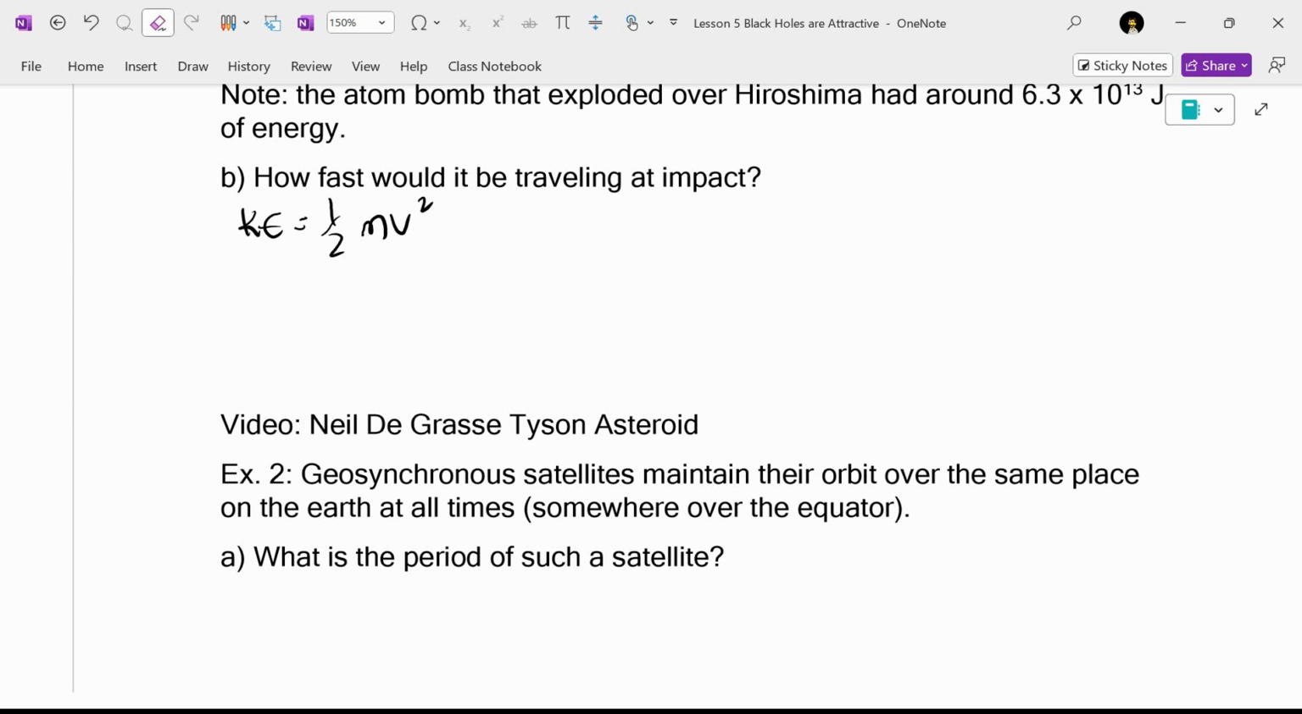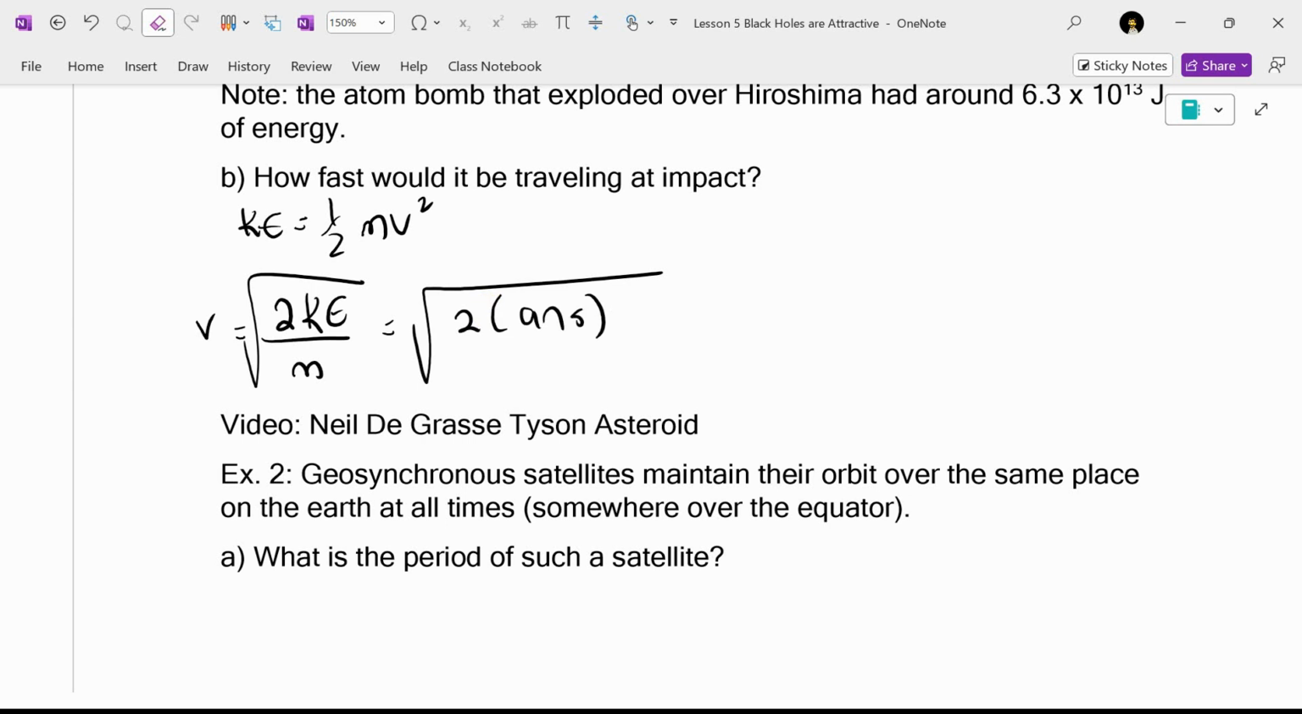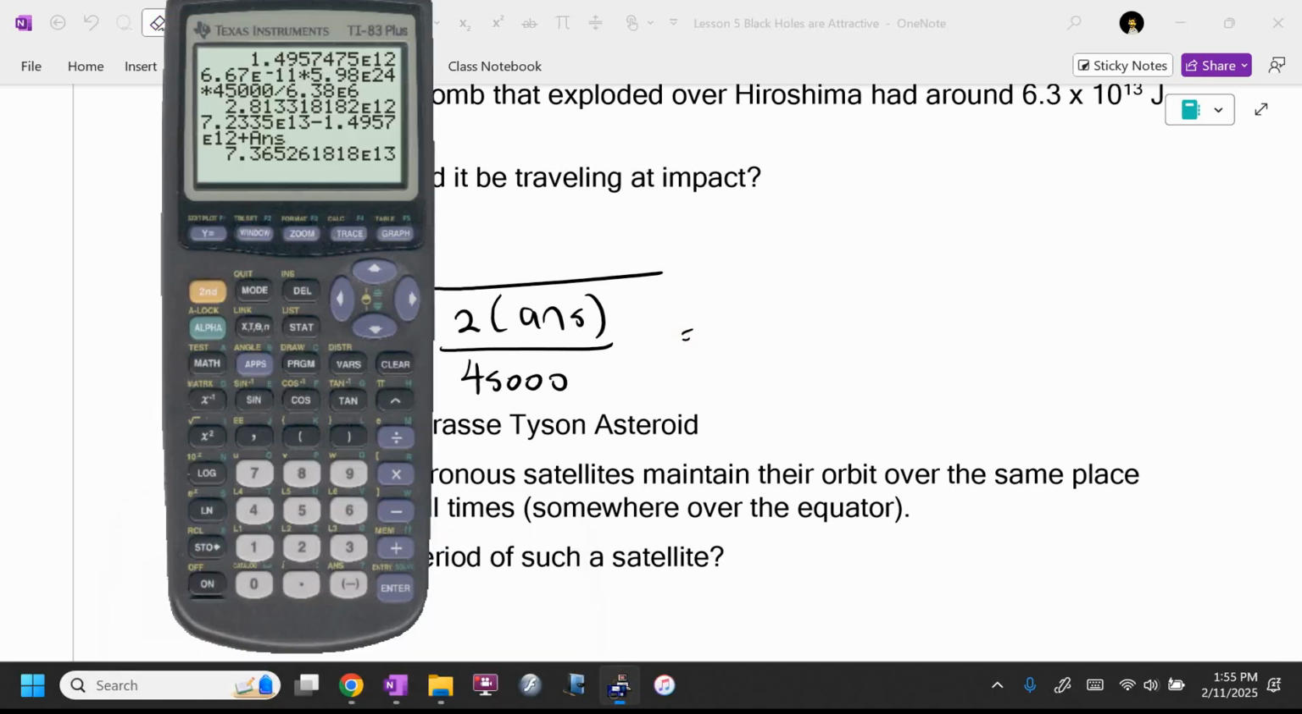I'm going to go times by 2 and divide by m. Okay? So I'm going to go 2 times the kinetic energy divided by the mass, and then what? Square root. So it's going to be the square root of 2 times my answer button divided by, was the mass 45,000? Double check me, but I've gone to the next. Is that right? Okay. So I'm going to go answer button, 2 times answer button divided by 45,000 square root. And it's coming in at 57,200 meters per second.